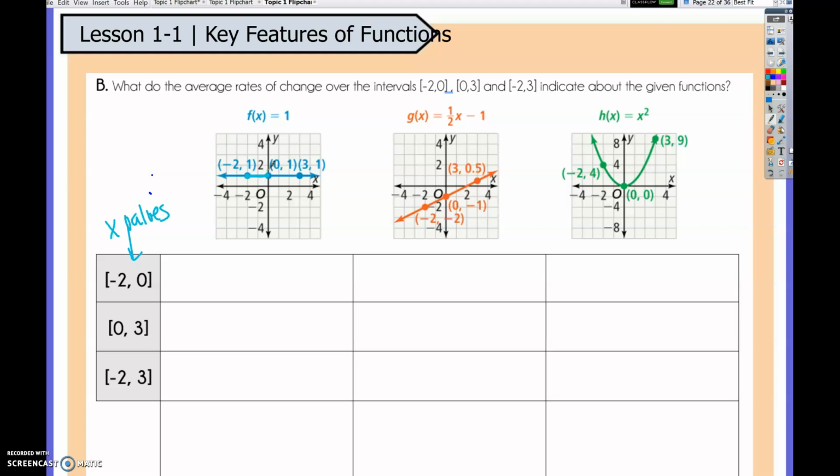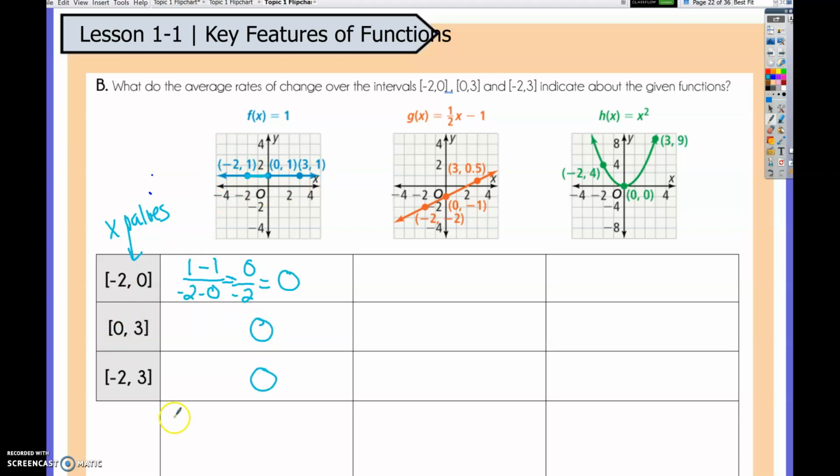But if we use those values, the y values are 1 on this point and negative 2, 1 minus y value here is 1, over negative 2 minus 0. Well, 0 divided by anything would make 0. And that should make sense. We're going to go ahead and go down the rest of these intervals here because no matter where we go, this line is flat. The slope, or average rate of change, is always going to be 0.